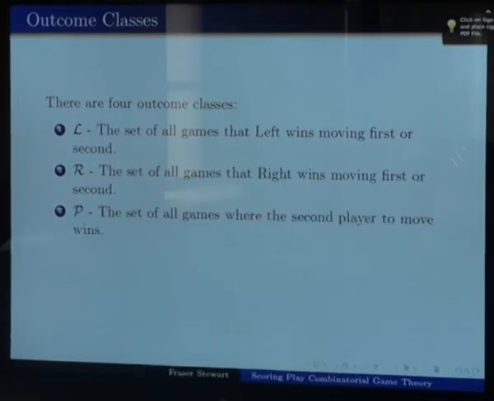And then we have a set of P positions, which stands for previous player wins, and it means the second player to move has a winning strategy or is the winner. And finally, we have a set of N positions or next player wins, which means it's the set of all games for which the first player to move is the winner.